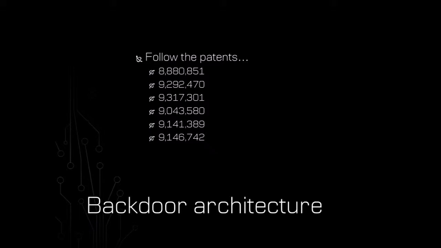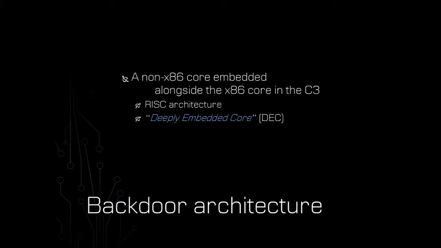So after a lot of work, I narrowed in on these 6 patents that have some loosely related ideas that might point me in the right direction for circumventing the ring privilege model in x86. Some of the key ideas were that at the time VIA was embedding a non-x86 core alongside their x86 cores in the C3 processor. This non-x86 core was a RISC-type architecture, and the patents didn't have a consistent term for this, but I started calling it the deeply embedded core, the DEC.